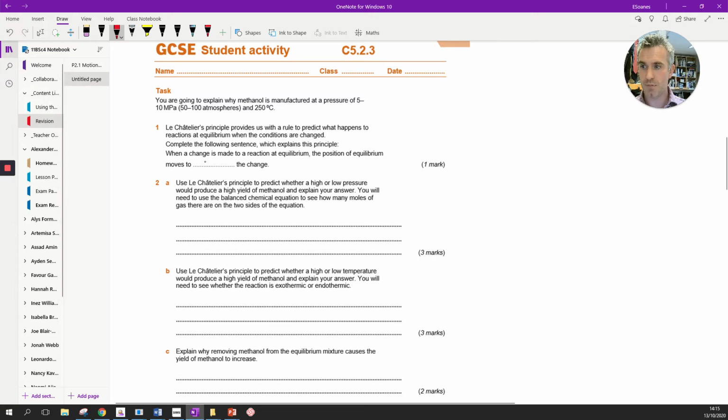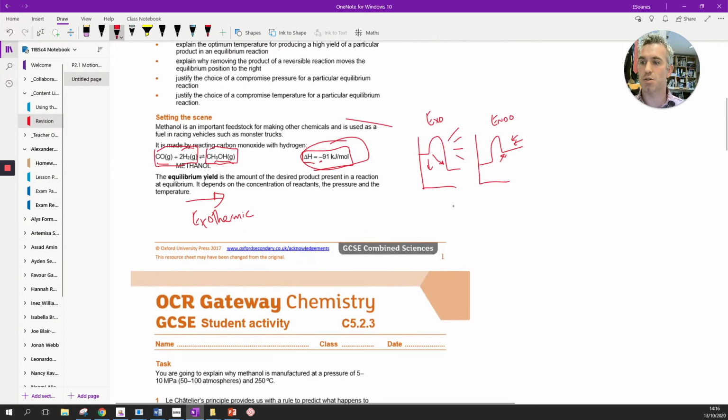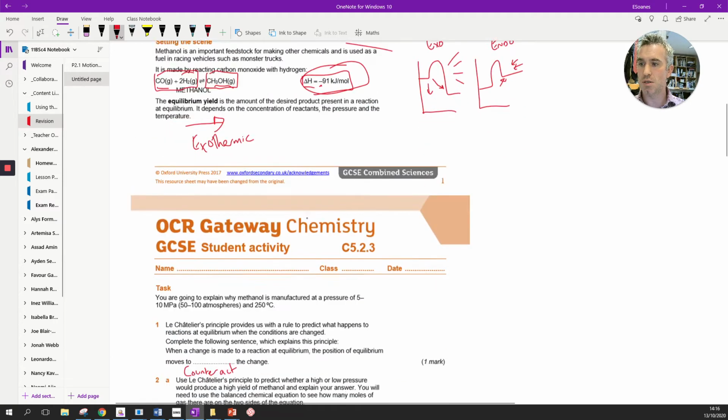Have you done that? It's difficult to write here, but I think the word is counteract. Reverse, counteract, change. Let's use Le Chatelier's principle to predict whether a high or low pressure would produce a higher yield of methanol and explain your answers. You will need to use the balanced chemical equations to see how many moles of gas there are on each side of the equation. So this is our equation.